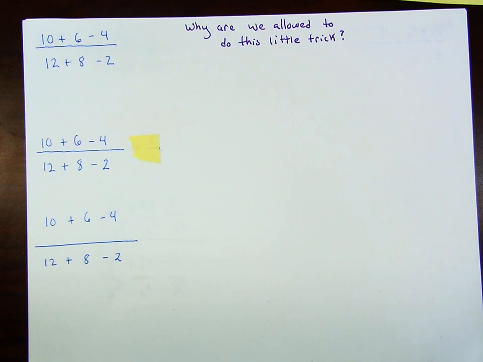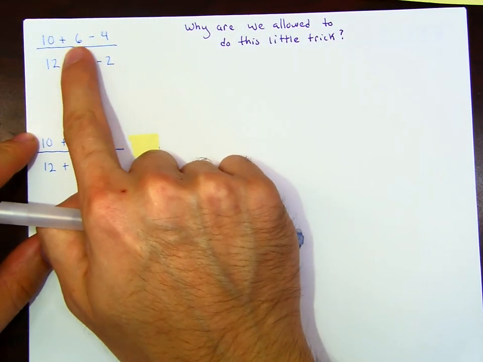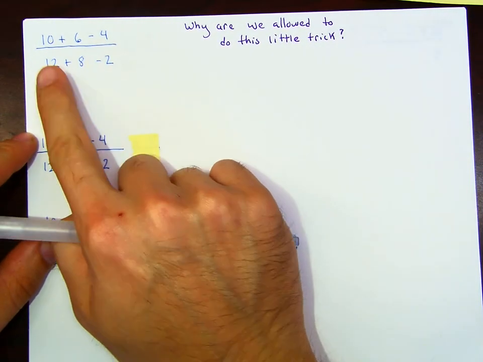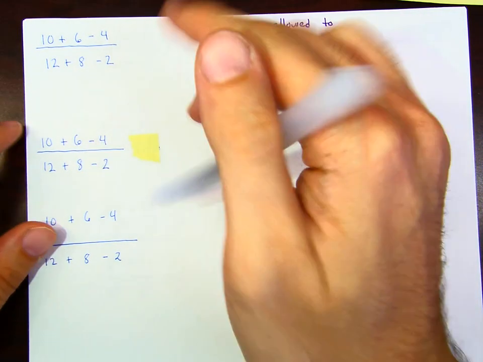Imagine if we just had simple numbers where life is very nice. Imagine if I just said, what's 10 plus 6 minus 4 divided by 12 plus 8 minus 2, okay? Just take a second and just do this, right?